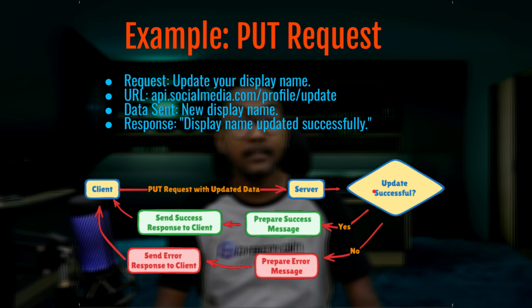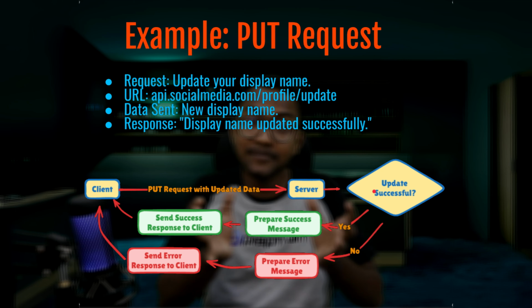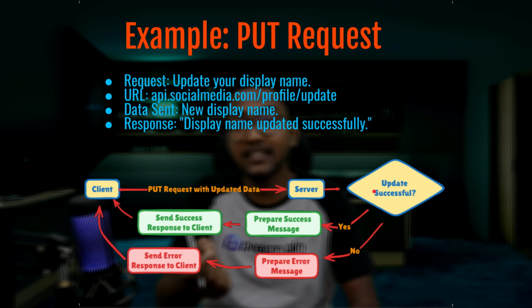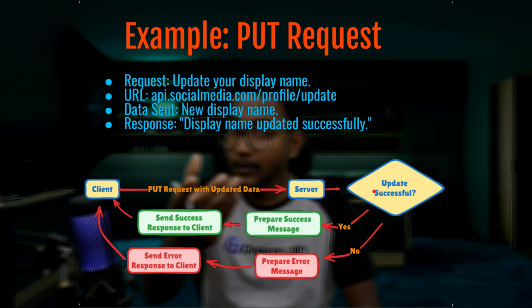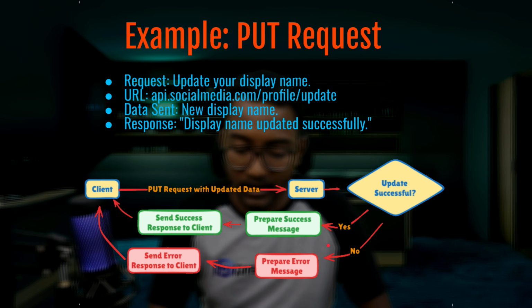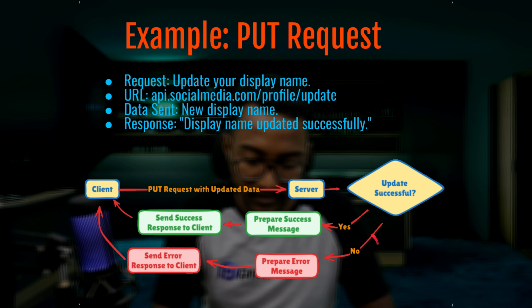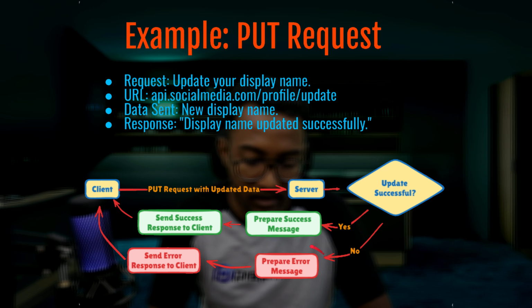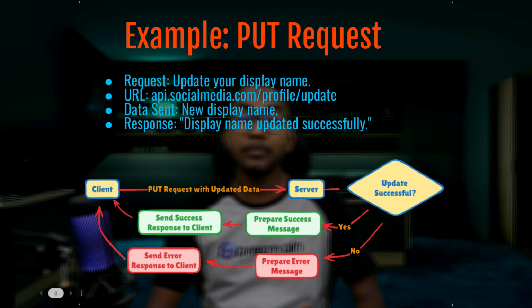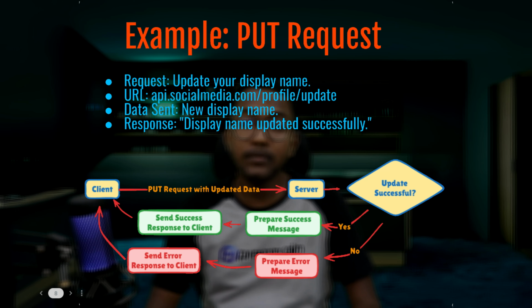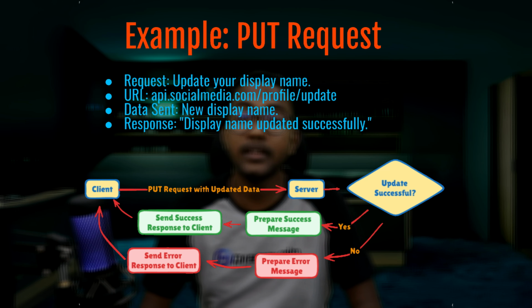Once the update is complete, the server sends back the response to your app with a message like, hey, the display name has been updated successfully. Even in case of an error, let's say the update was not successful, the server will prepare an error response and send it back to you. So basically, PUT requests are particularly useful when you want to modify existing data without creating something new.